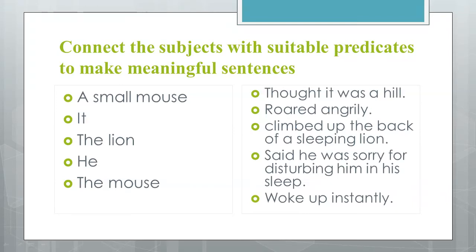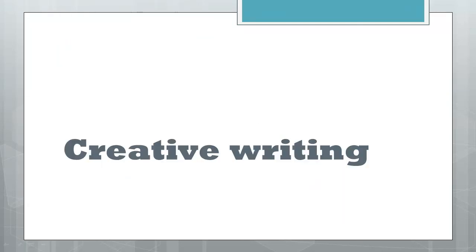I will do sentence number 1 for you. A small mouse. Read the predicates. Thought it was a hill. Roared angrily. Climbed up the back of a sleeping lion. Said he was sorry for disturbing him in his sleep. Woke up instantly. Remember the story? Recall it? A small mouse climbed up the back of a sleeping lion. To know what happened next, join these subjects to their predicates and come up with the whole story. Best of luck. Let's move to our next section, that is of creative writing.